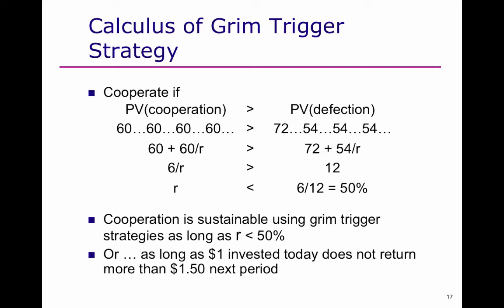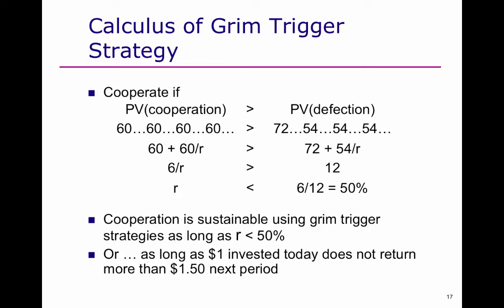The present value from defection is cooperation in that first round, getting my 72, and then earning 54 in all subsequent rounds. So I've got to take that at its limit, a discounted rate of 54 over R. And I'm solving for R. That would be what kind of rate of return is necessary for me to sustain cooperation. And we see the solution.